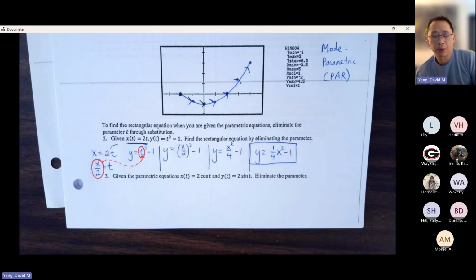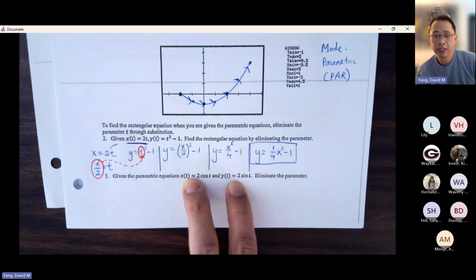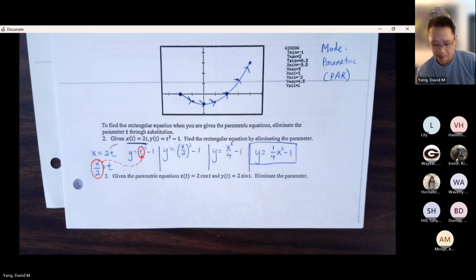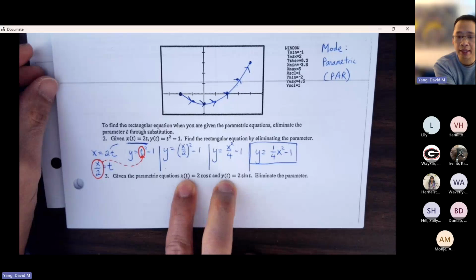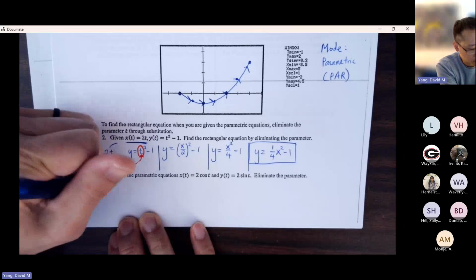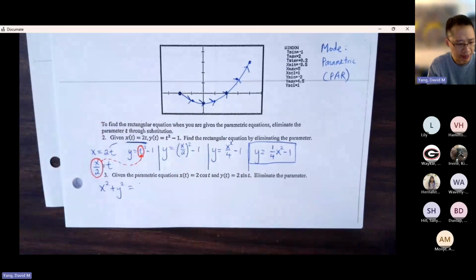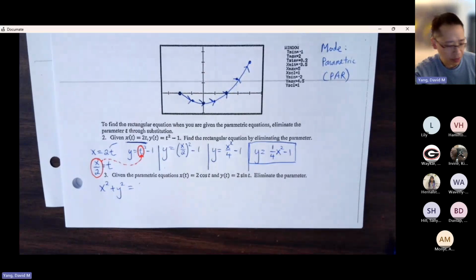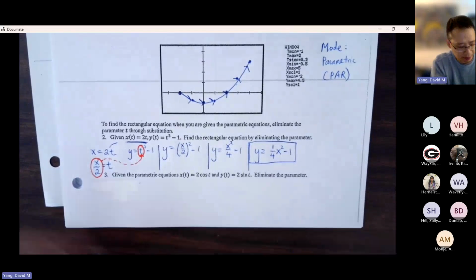Okay, let's try another one where we are starting with parametric equation form and trying to get it down to just x and y. So this one, we're going to eliminate the parameter, recalling a Pythagorean identity. So we know of an equation that can allow us to link x and y together, and that's the Pythagorean identity. We know Pythagorean identity: sine squared plus cosine squared equals 1.